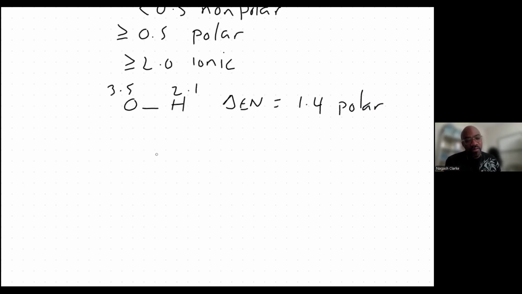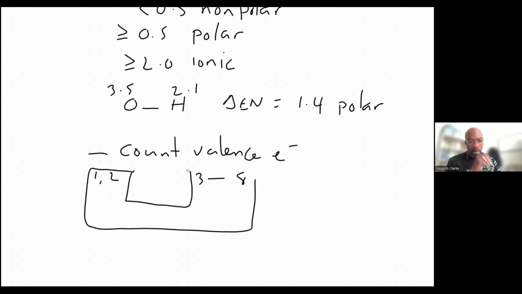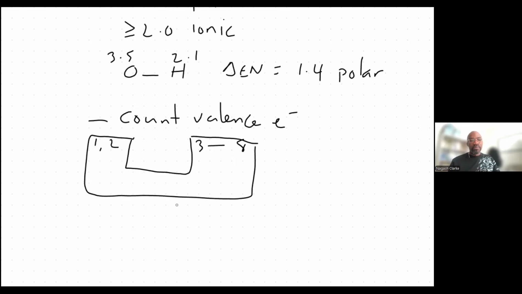The first thing is we need to count valence electrons. You can look at your periodic table for that. The column numbers can tell you the valence. We're going to focus on columns 1, 2, and then 3 through 8. We're not going to mess with the middle, the transition metals. So we can tell the valence very simply by looking at the column numbers.